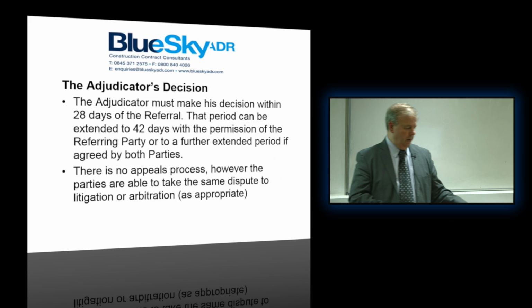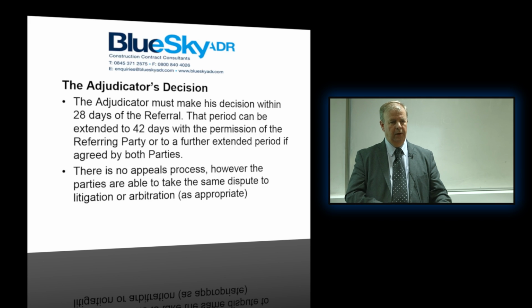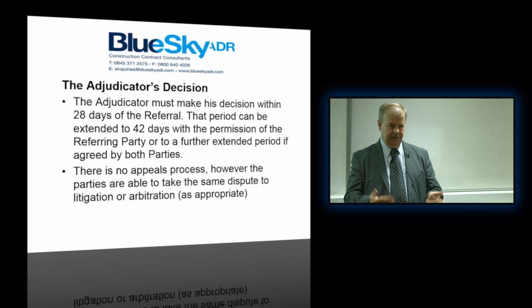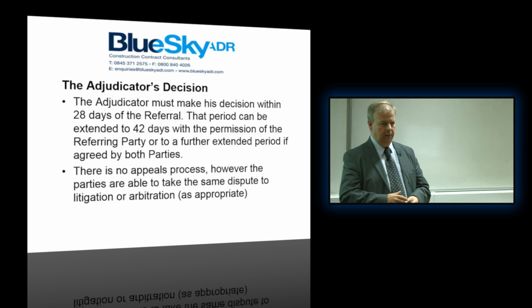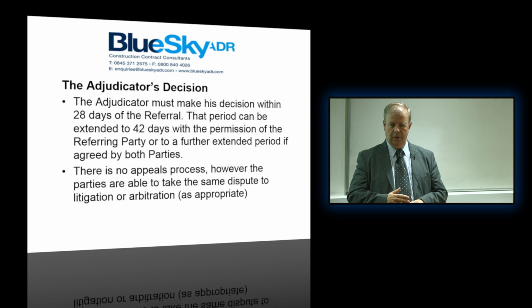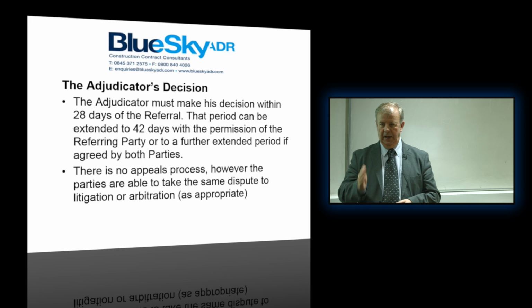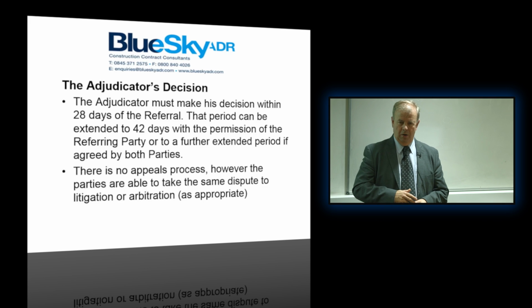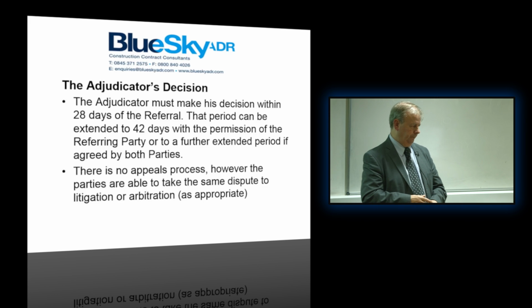So, as I say, 28 days is the base period. It can be extended by up to 42 days by the referring party alone, but after that, both parties can agree to extend it beyond that. The adjudicator can't, off his own back, say, oh, I think I want another 20 days to decide this. If the parties say no, you've got 42 days, then he has to reach his decision in that 42-day period. He can't decide, I will extend it. It has to be the parties who agree to extend it.